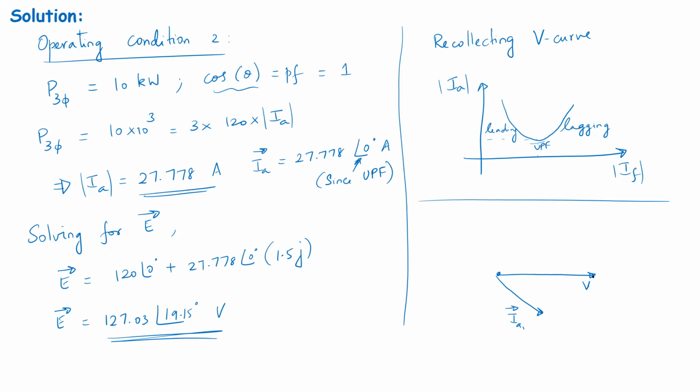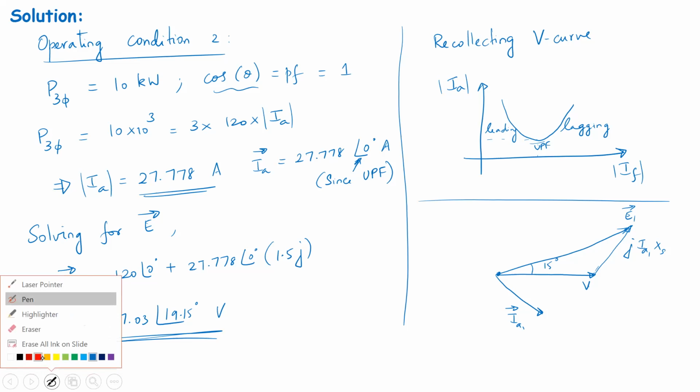J times IA1 times XS will be perpendicular to this. So initially, this is J times IA1 times XS, and consequently my E1 will be something like this. So this will be my E1. Okay? And the value of delta was found to be 15 degrees, and the magnitude of E1 was found. So let me just draw this. This was the initial angle.